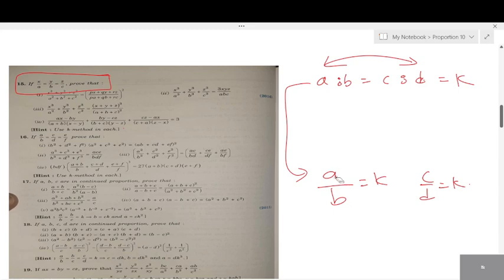So if it is a ratio, you have to divide. a by b is equal to K, c by d is equal to K. According to that, you have to solve the left hand side and right hand side. Substitute the values and try it. 15, 16 is also the same. 17 again, no, 17 is different. K method. 17, 18, 19 is different. 20, okay, fine. All these are different.